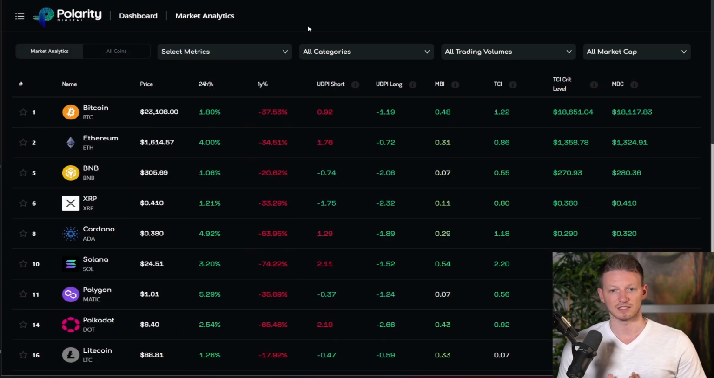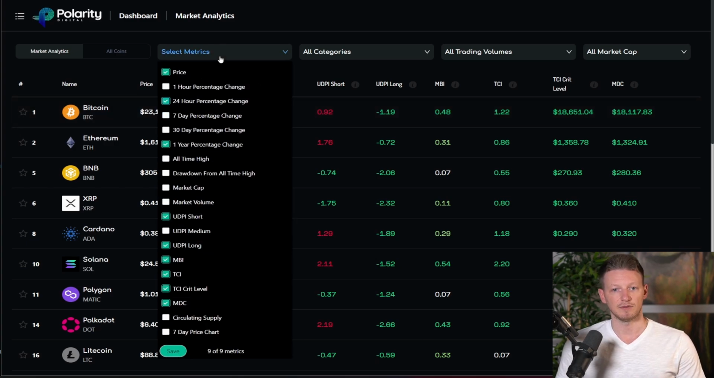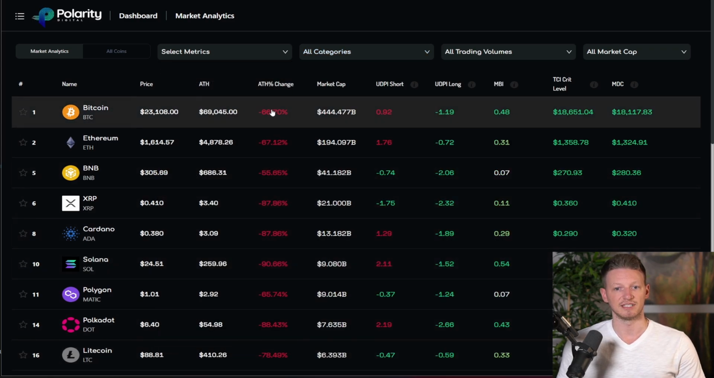Now, one of the things I'd like to quickly say that we will be adding in the very short future is a user login section. With the login section, you'll be able to save your preferences. So let's say when you come on, you don't want to see 24-hour, you don't want to see 1 year, you want to look at all-time high, drawdown from all-time high, and market cap. And that's what you personally want to see every time you come on. Well, you will be able to save that and it will load for you, and you'll be able to save different profiles, that sort of thing.